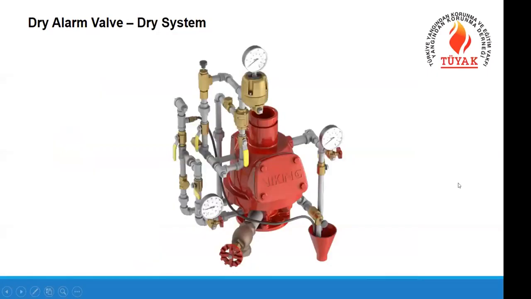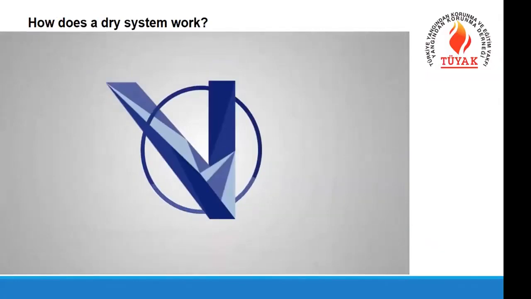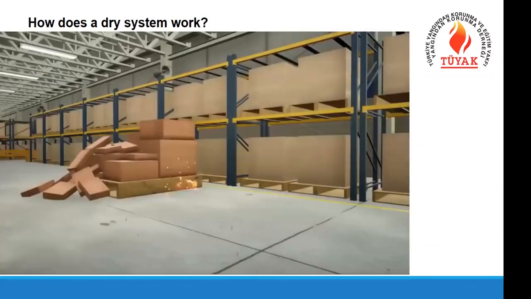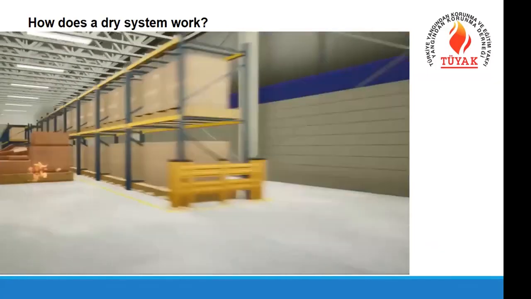Another application is the dry systems, and we use dry alarm valves in these kind of applications, and it looks more complicated. So again, I will show you an animation how it works and where it is used. These kind of systems are especially used in the unheated areas, subject to the freezing. A fire has started in the building.